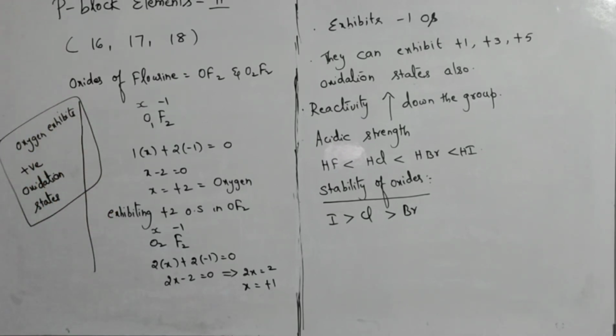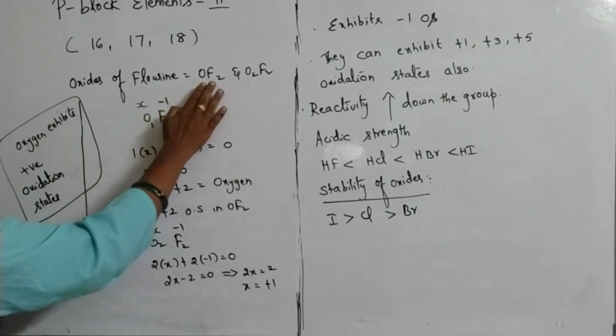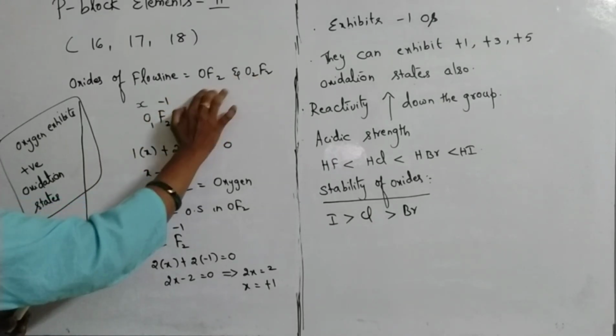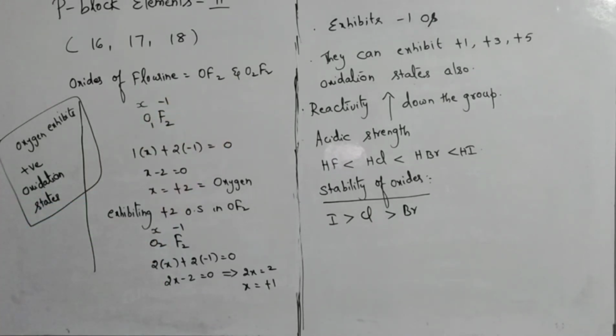Oxygen exhibits positive oxidation states in compounds of fluorine, OF2 and O2F2. So this is regarding the oxidation number of oxygen and fluorides of oxygen.